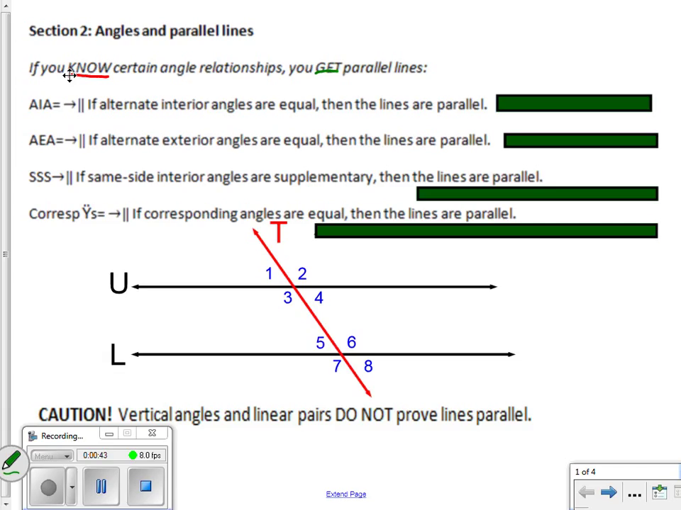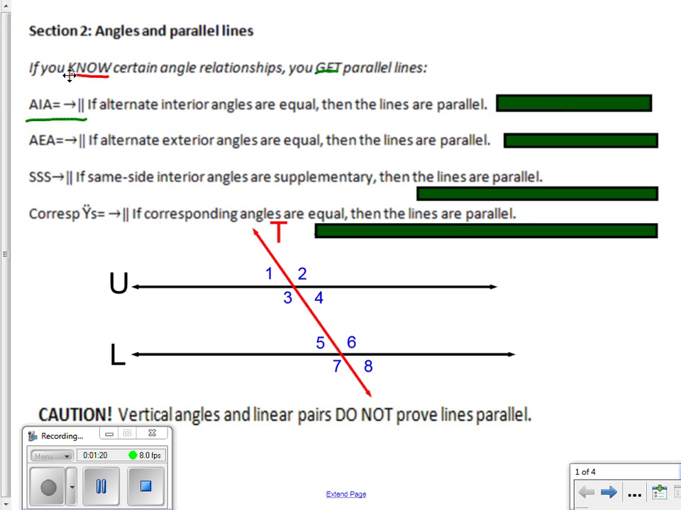If alternate interior angles are equal, then that implies that those lines are parallel. So in our figure here, we've got 3 lines. We've got U and L, and they're cut by a transversal T. T is our red one that crosses the other 2. So that gives us 8 different angles. We've got these 4 where T crosses U, and these 4 where T crosses L. So we need to look at all of our angle relationships.